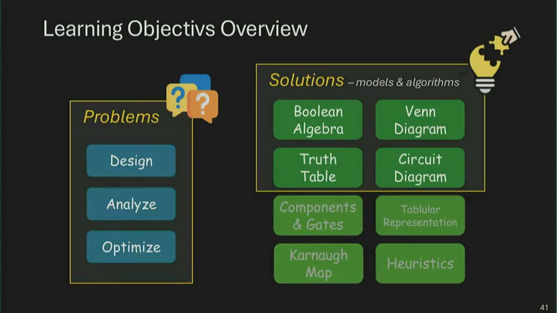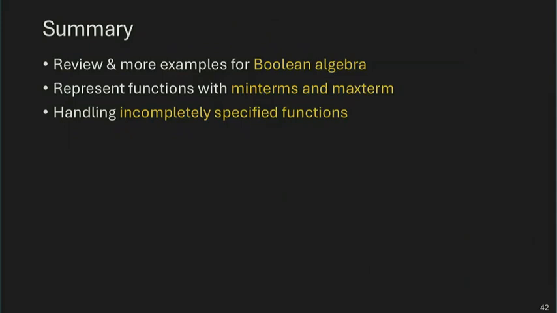So with that, here's where we are. We are talking about design, analysis, and optimization of combinational circuits by manipulating Boolean algebra. We have seen a few powerful tools: Boolean algebra, truth table, Venn diagram, circuit diagrams. Those are the tools you can use to manipulate and simplify Boolean expressions. And then we're going to see more tools in the coming lectures. So this is everything for today. We covered a review of Boolean algebra. We covered minterms and maxterms. And finally, we talked about how to handle incompletely specified functions, giving them different assignments and then exploring a larger design space, hoping to get the best.